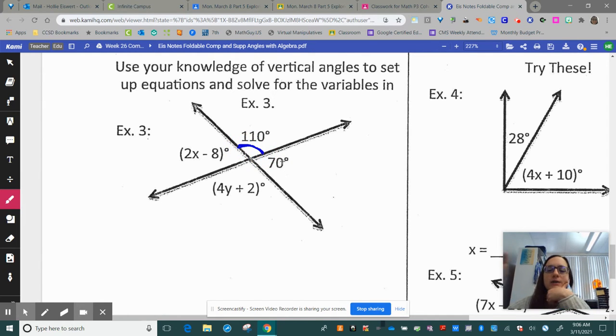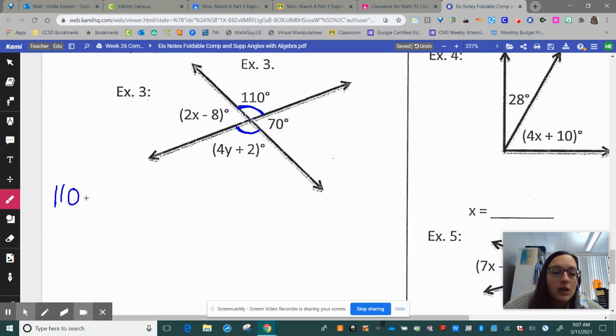Then we have to think which angle is across from the 110 degrees. Well, across means it only connects here at this vertex, which means it's over here. So those are across from each other. Those two angles are exactly the same. So what we can say is that 110, it's obtuse, is equal to its vertical angle. So that is equal to 4y plus 2. We can solve it from there with our train tracks.